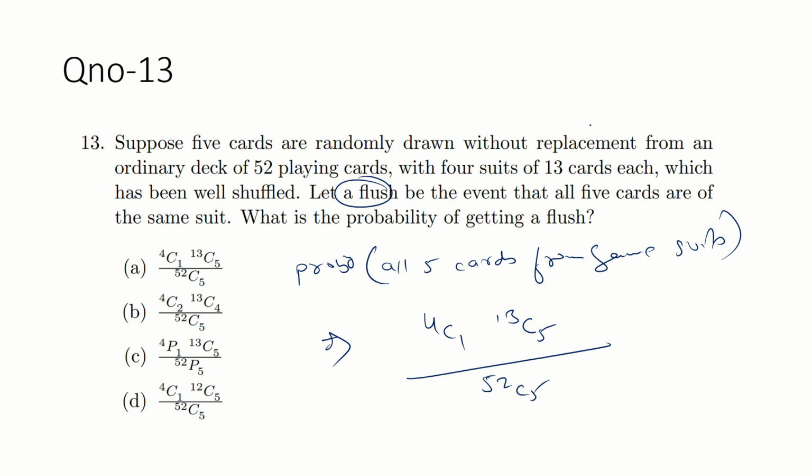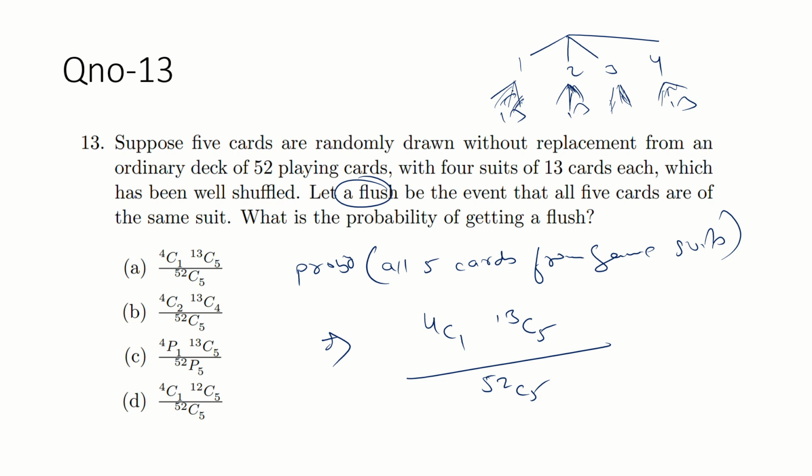So guys, there are 4 suits now: 1, 2, 3 and 4. But in each suit, there are 13 cards. There are 13 cards, 1, 2, 3, up till 13. Similarly here as well, 13 cards, and here as well 13 cards. But the flush is defined in such a way that all 5 cards should be of the same suit.